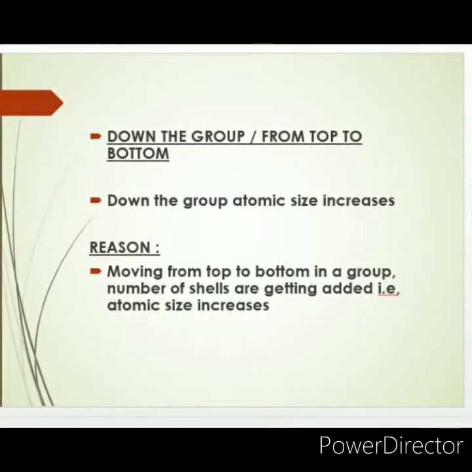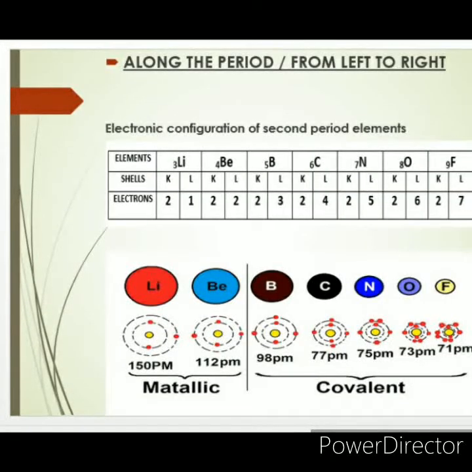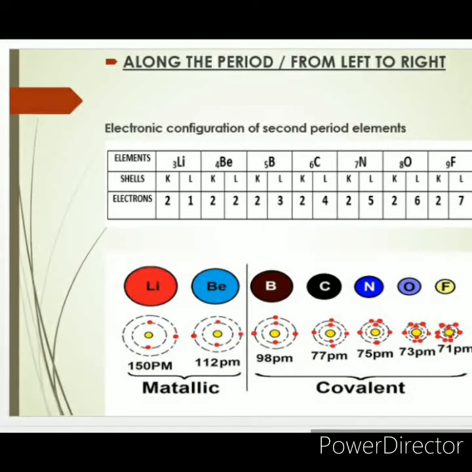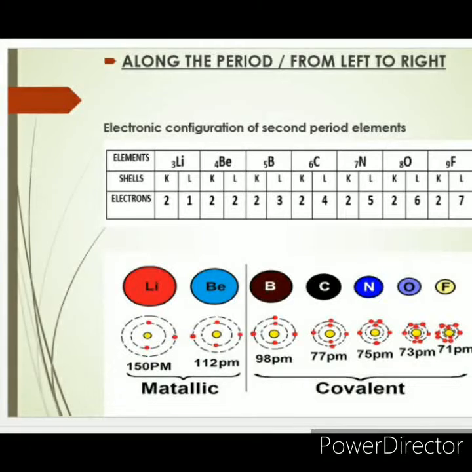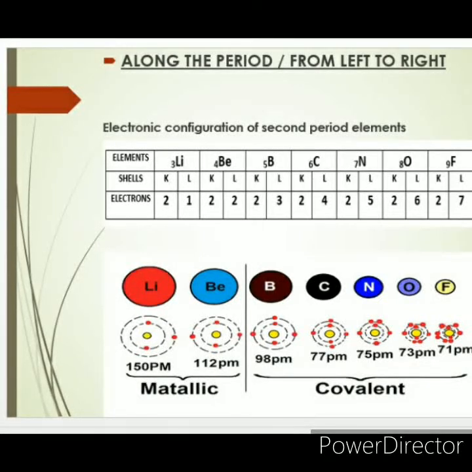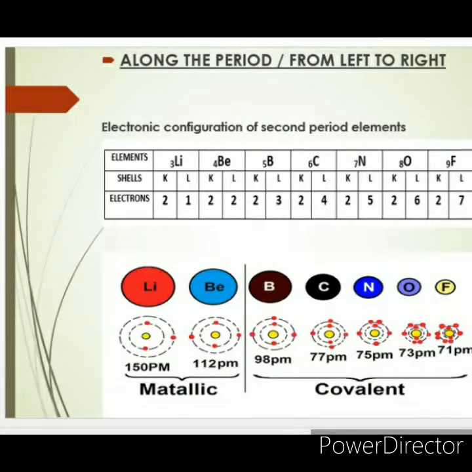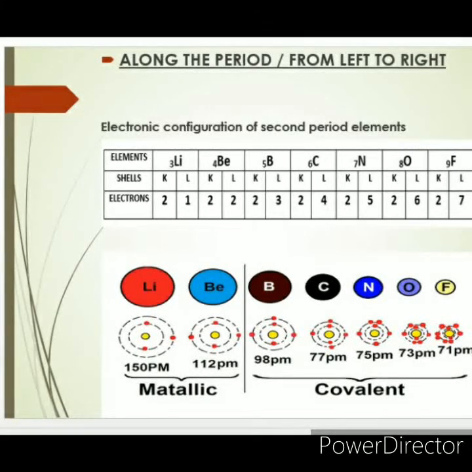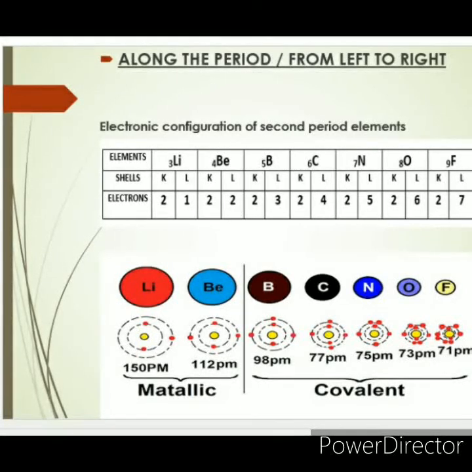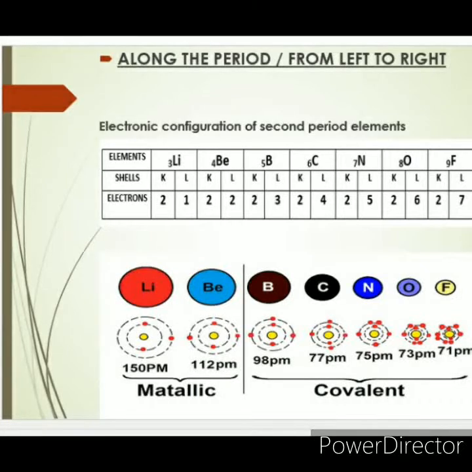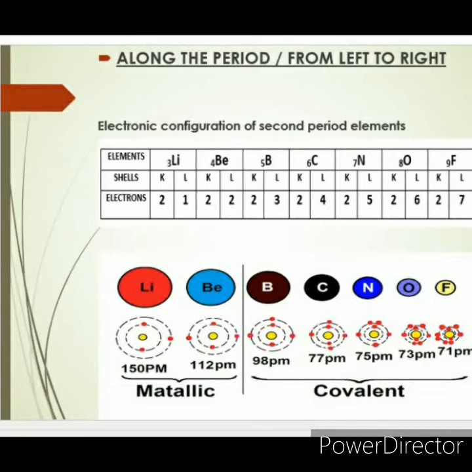Next question is, what happens to the atomic radius when you move from left to the right, or along the period? What is the change? In order to understand that, here we are given the elements of the second period. Which are the second period elements? Lithium, beryllium, boron, carbon, nitrogen, oxygen, and fluorine, and neon is also there, but for certain reasons, we have omitted neon from here.